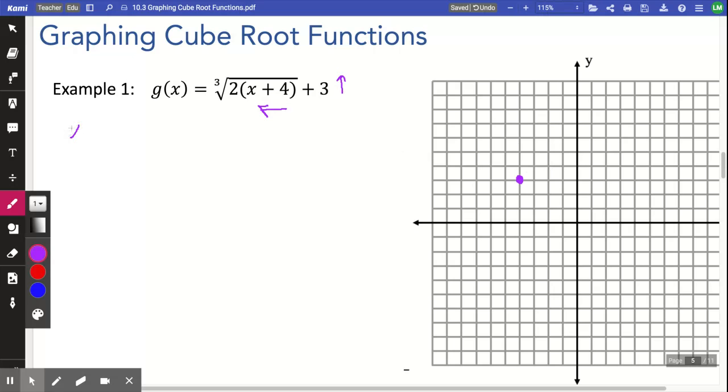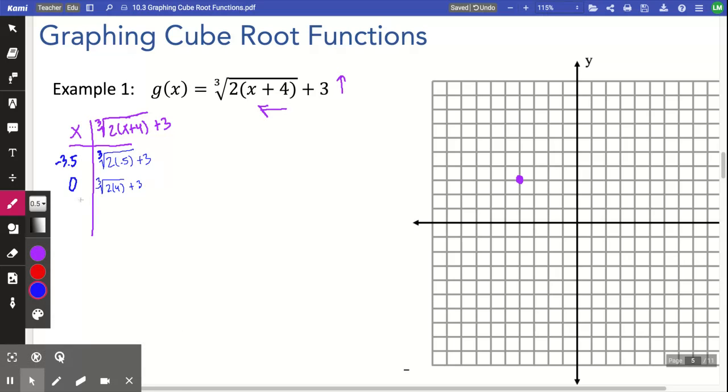So I'm going to make a t-table, plug in some x values, and I'm going to plug them into this function, which is the cube root of 2 times x plus 4, plus 3. Now I need to pick some values that fit nicely and give me a nice cube root. So I'm looking for anything that will give me a 1, 8, a 0 in here. Okay, let's choose some values. All right, I've picked 2 values in here that are going to give me perfect cubes inside the radical.